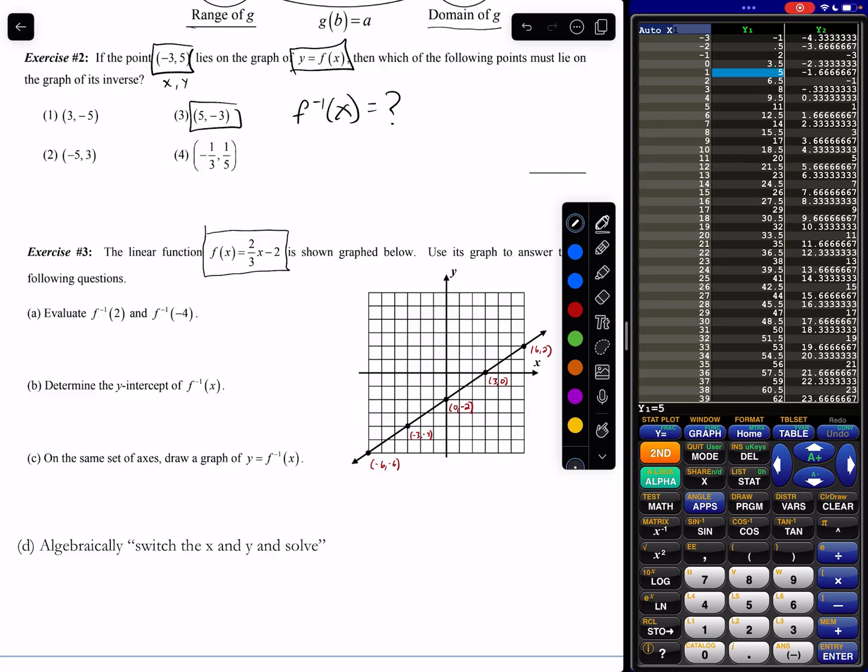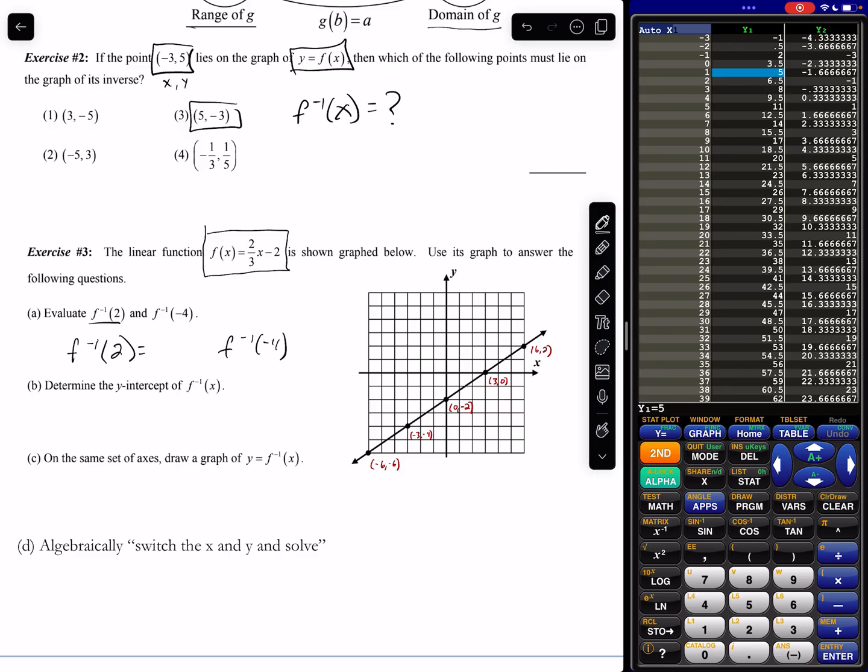And we're going to use the graph to answer the following questions. So what is f inverse of 2? All right, so I have the function here. So I say, well, what is f inverse of 2? That's an interesting question. And what is the f inverse of -4?